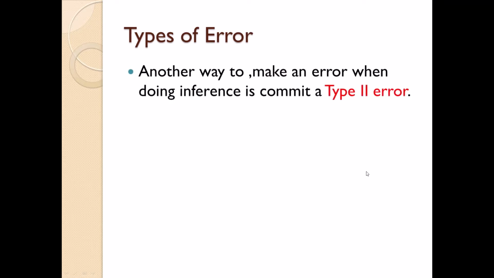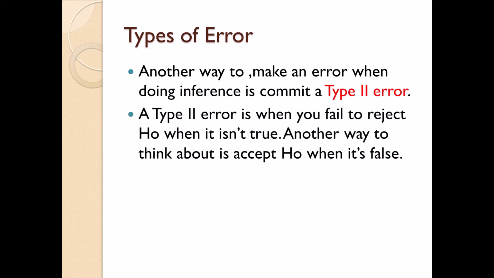Another way to make an error is to commit a type 2 error. And remember, for type 1, that's where you reject H0 when it's true. Well, a type 2 error is sort of the opposite. That's where you accept H0 when it's false, right? So a type 2 error is when you fail to reject H0 when it isn't true. Another way to think about it is that you accept H0 when it's false. So that's how I remember these things. Type 1, reject H0 when it's true. Type 2 is accept H0 when it's false.